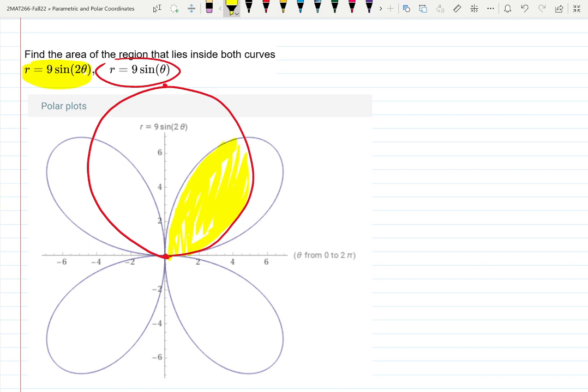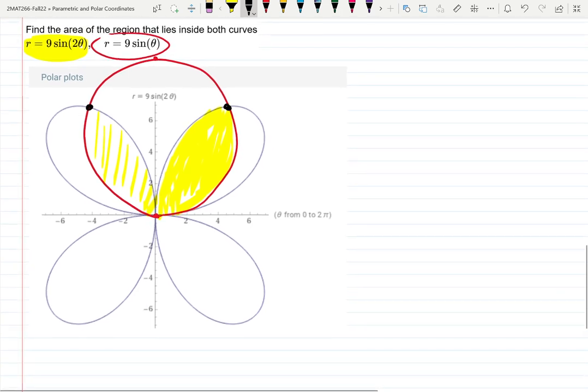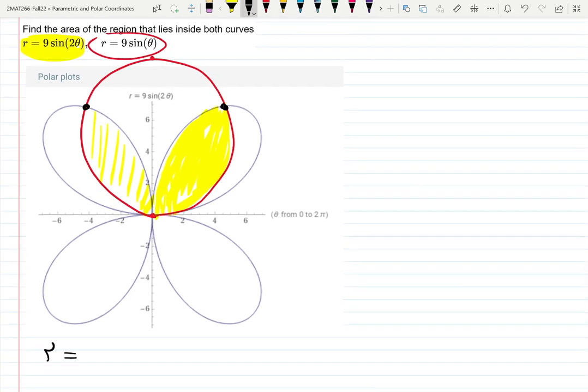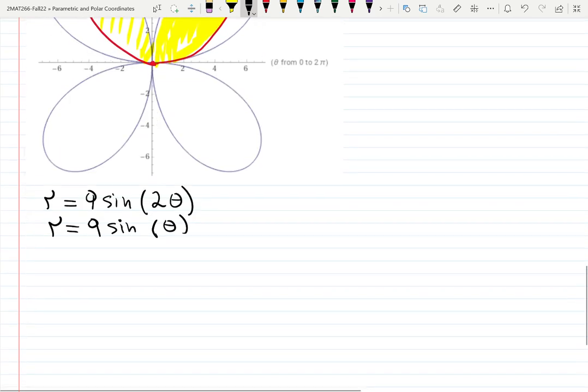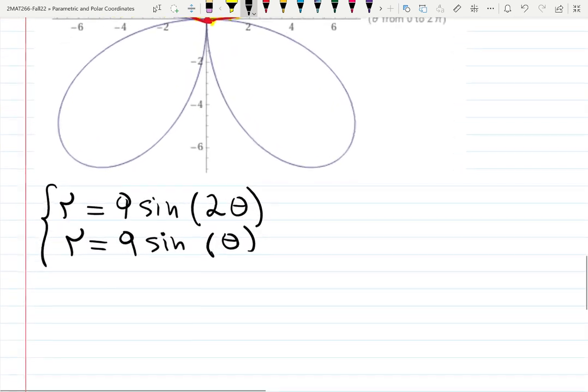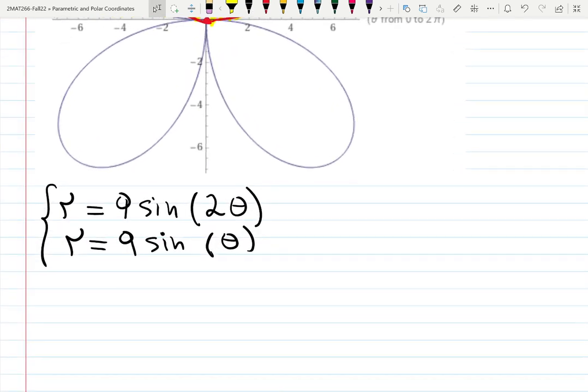Intersection. We have 2, so let's find the one in yellow and then multiply by 2. So let's find the one in yellow on the right. As always, we start with finding points of intersections. So these are the points, right? To find points of intersection, I will set those two equations equal to each other because it's a system. R equals 9 sine 2 theta and R equals 9 sine theta. It's a system. When they intersect, they give you points of intersection.